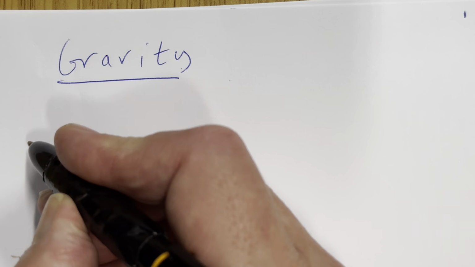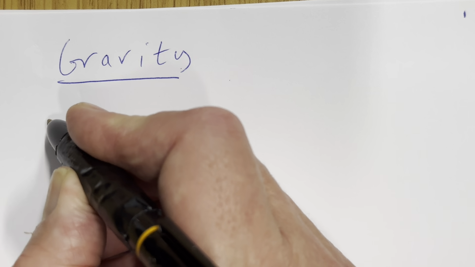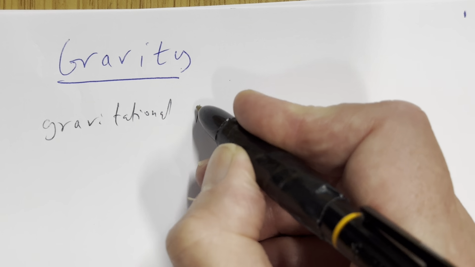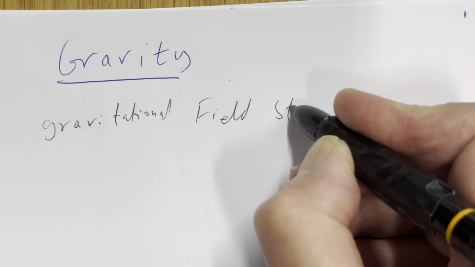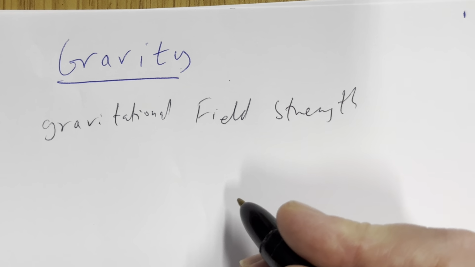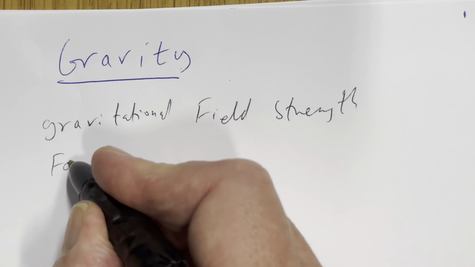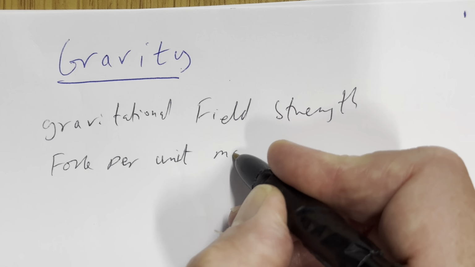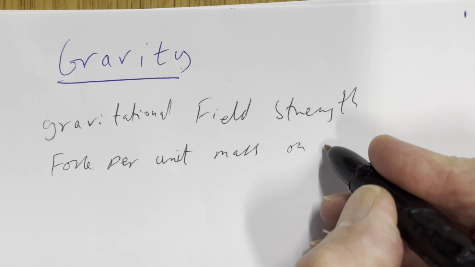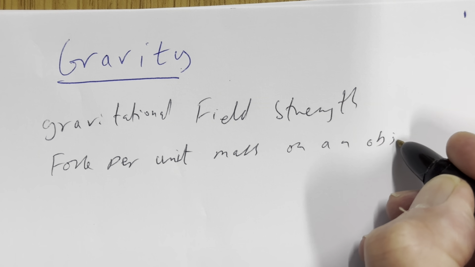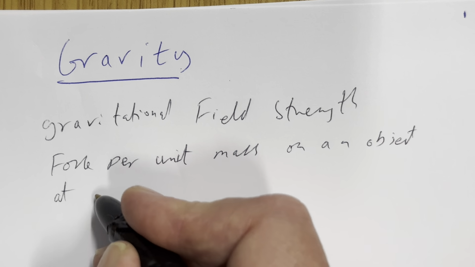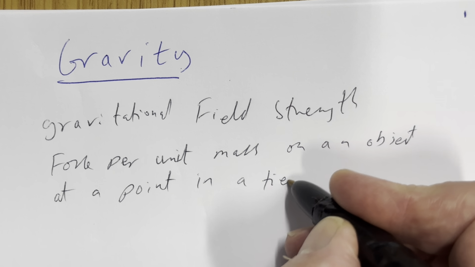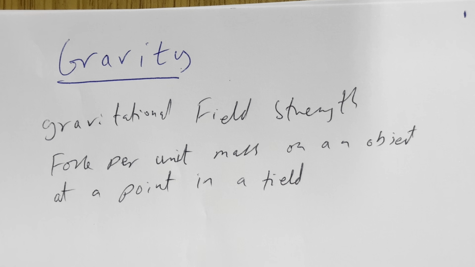First of all, we'll start off with definitions. So we've got gravitational field strength, and that's the force per unit mass on an object at a point in a field, or the force on a 1 kilogram object.